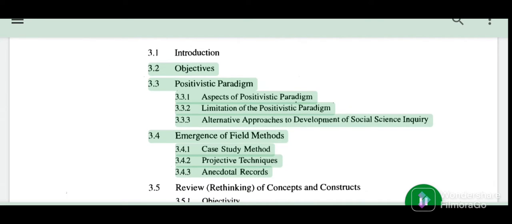3.3 Positivistic Paradigm. 3.3.1 Aspects of Positivistic Paradigm. 3.3.2 Limitation of the Positivistic Paradigm. 3.3.3 Alternative Approaches to Development of Social Science Inquiry. 3.4 Emergence of Field Methods. 3.4.1 Case Study Method. 3.4.2 Projective Techniques. 3.4.3 Anecdotal Records.